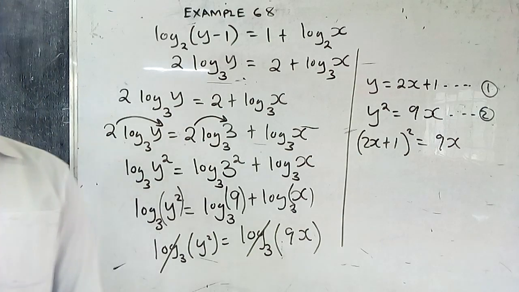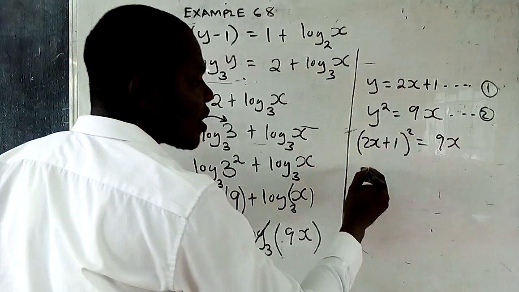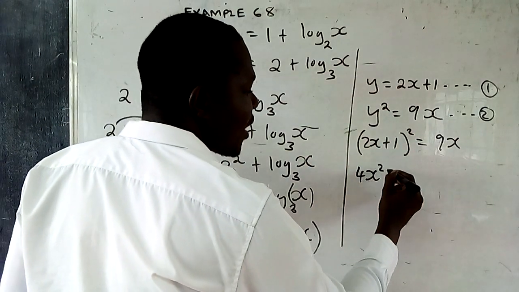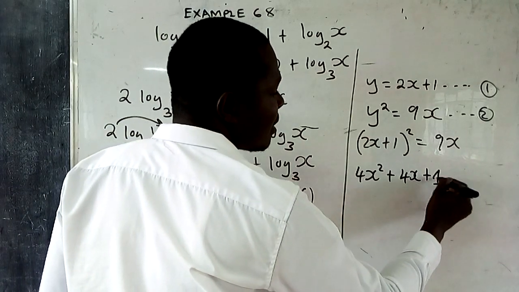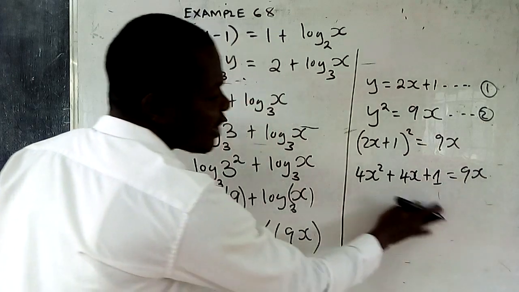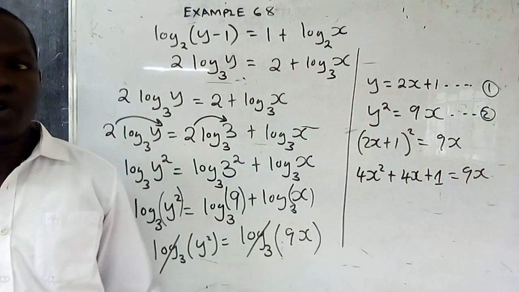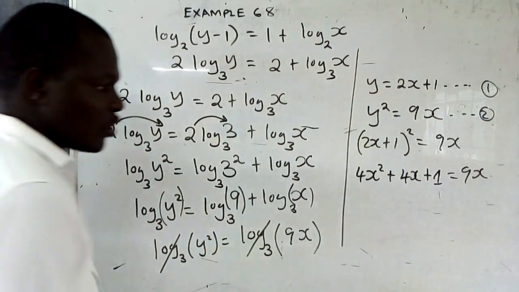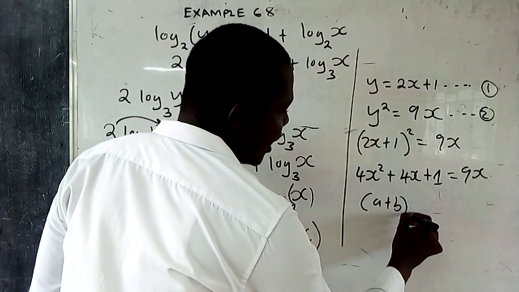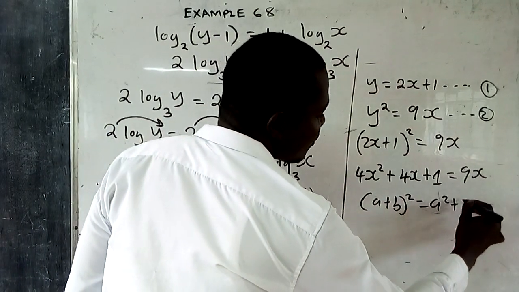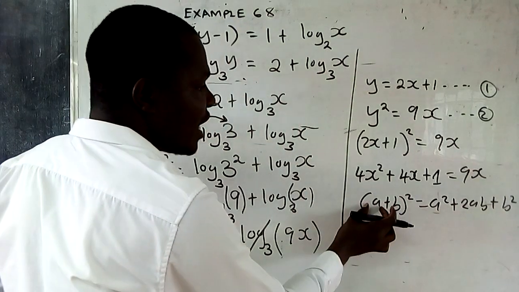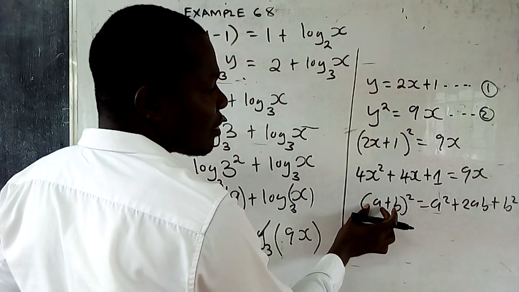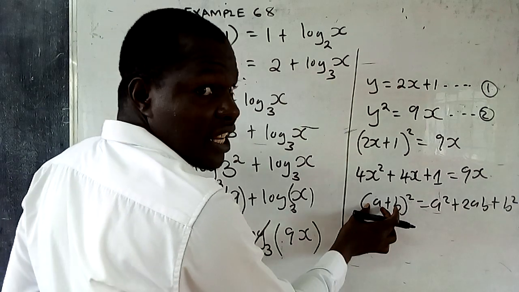Are we together? So if you expand (2x plus 1) squared, what do you get? You get 4x squared plus 4x plus 1 is equal to 9x. That is expanding a perfect square. You know it is a quadratic identity very fast. You know very well that when you have (a plus b) squared, that is a squared plus 2ab plus b squared. So you can see your a is 2x. Are you seeing that? Isn't it?